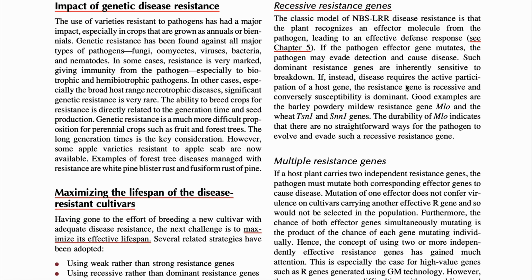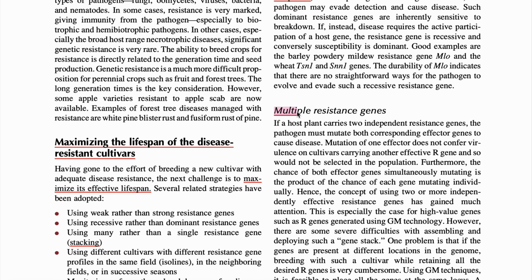If instead disease requires the active participation of a host gene, the resistance gene is recessive and conversely susceptibility is dominant. Good examples are the barley powdery mildew resistance gene MLO and the wheat TSN1 and SNN1 genes. The durability of MLO indicates that there are no straightforward ways for the pathogen to evolve and evade such a recessive resistance gene. The next is multiple resistance genes, in which the stacking will come.